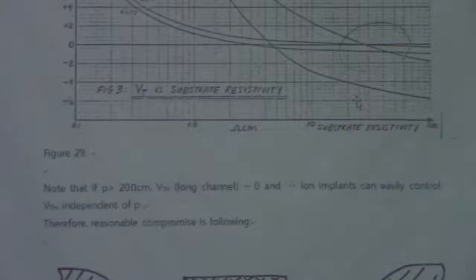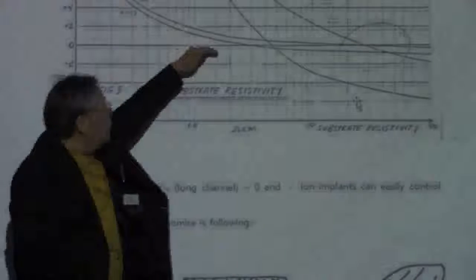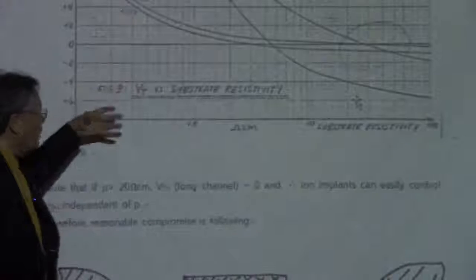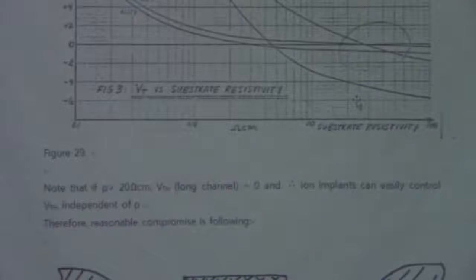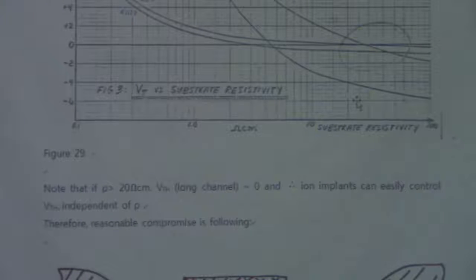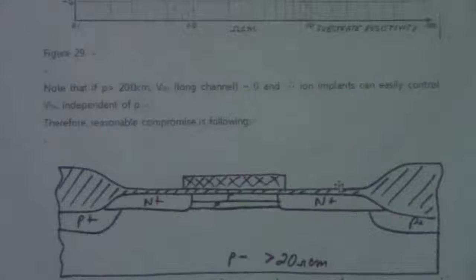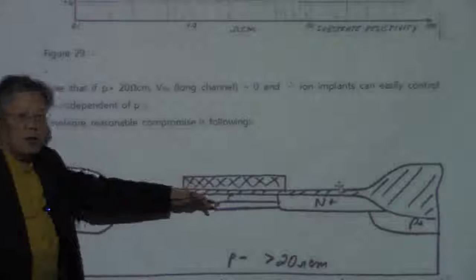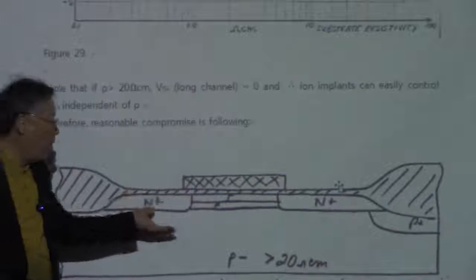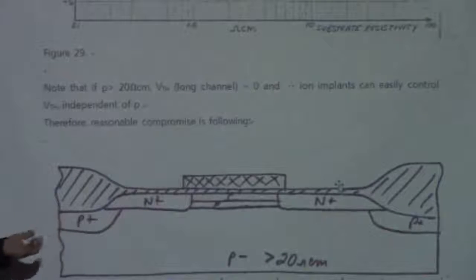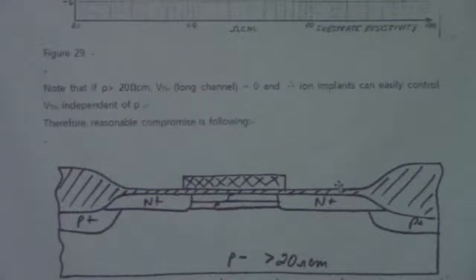And since it becomes 0, in this case we have to do something about the threshold voltages. We cannot run the MOS devices with the threshold voltages at 0. That is just a no. So we do have to make a threshold voltage control implantation to set the threshold voltage to some values. For example, in a PMOS case, it should be around minus 0.7 volts.